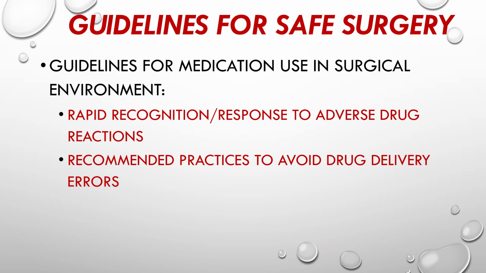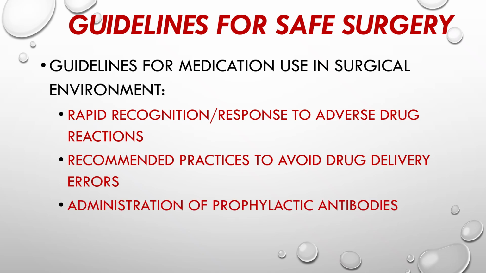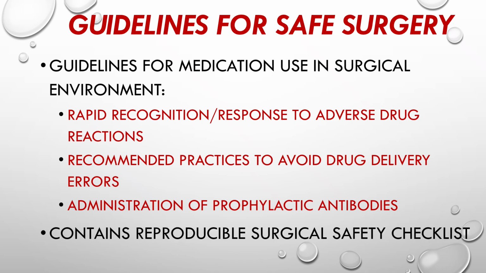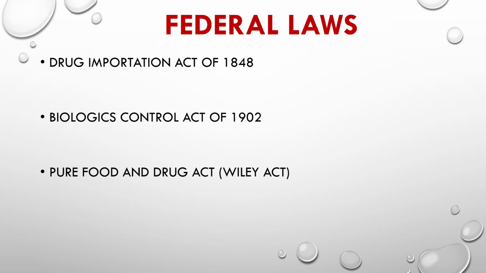So we'll talk in later chapters about verifying drugs, and it has to be verified 3 times before it's administered. So some of that is based on these guidelines. Administering prophylactic antibiotics. So this is using antibiotics before surgery to help decrease the risk of infection. And so this contains reproducible checklists that can be used for surgeries.